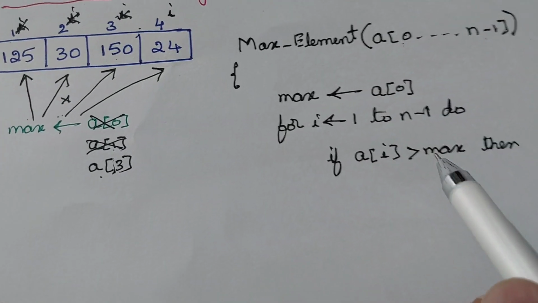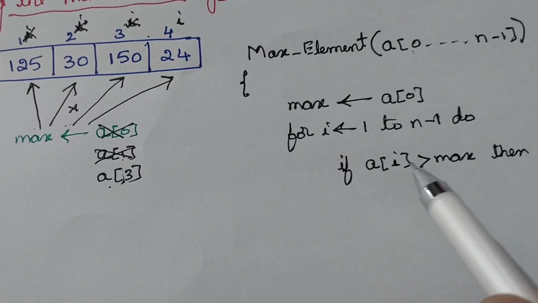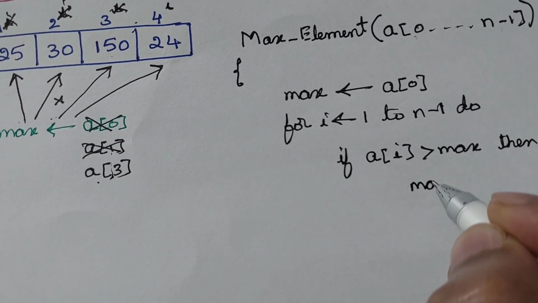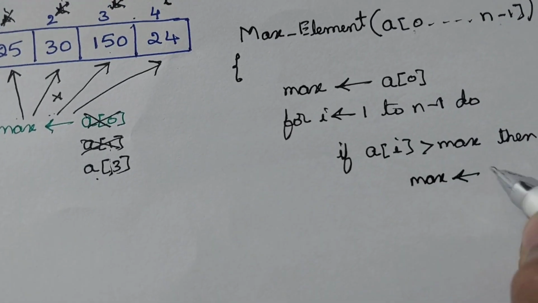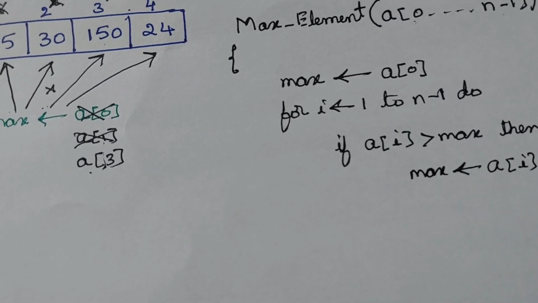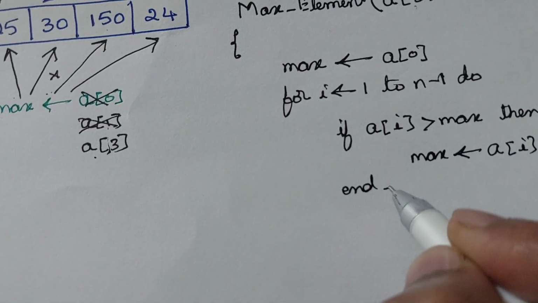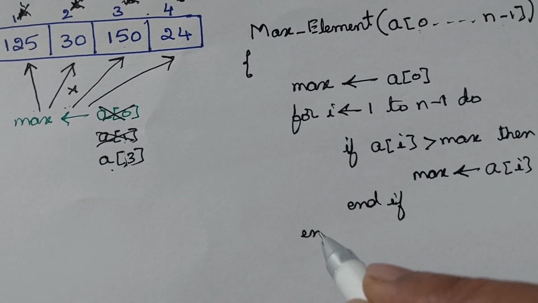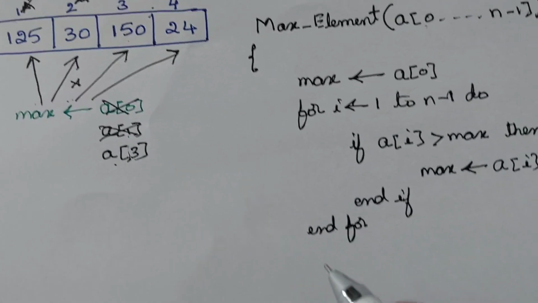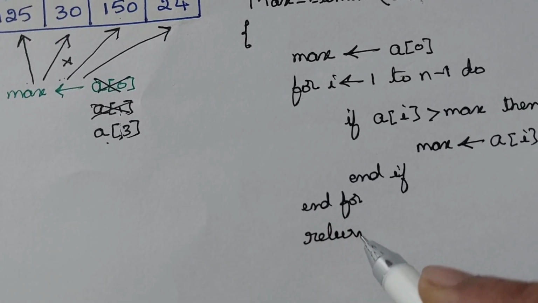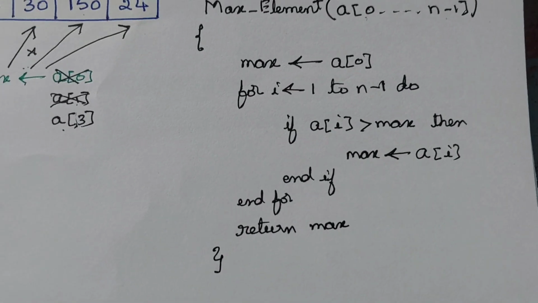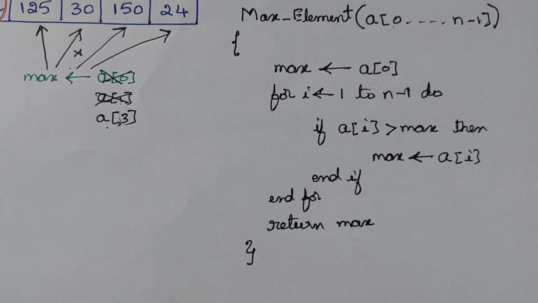So if this condition is true, that is, if the ith element A[I] is greater than max, then you change the maximum value to A[I]. That's it, the algorithm. End if, and then you end the for loop and finally return the maximum value. That's it. This is the algorithm. I hope you people understood.